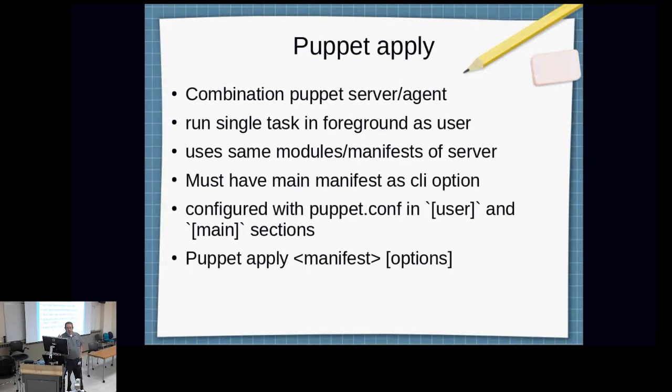So Puppet Apply is kind of a single run. It runs as a task in the foreground as the user that executed it, as opposed to running as the Puppet user when the agent is running as a daemon. It uses the same modules and manifests that are on the server, but you do have to pass it a main manifest. It won't pick up the main manifest. And you just apply whatever manifest you want to whatever node you want to. It is run from the server, but it's kind of a single shot. You don't have to have the agents running on everything. You can run it from the server.